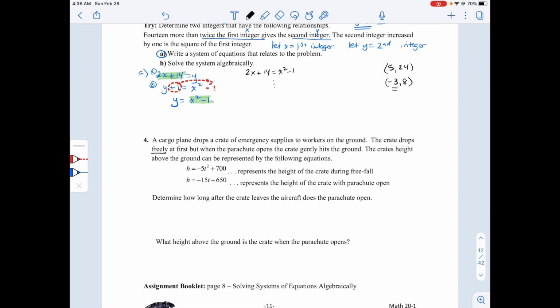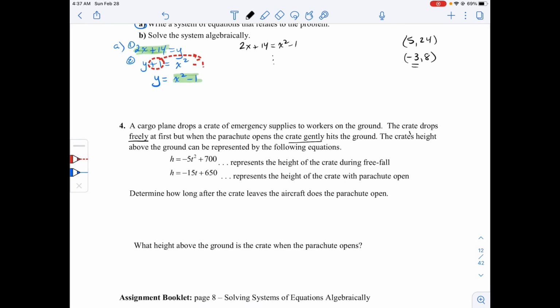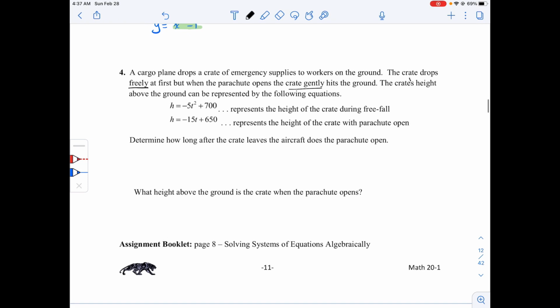The crate drops freely at first, of course, out of a plane, but when the parachute opens, the crate gently hits the ground. The crate's height above the ground can be represented by the following equations. h of t equals negative 5t squared plus 700 represents the height of the crate during the free fall, and negative 15t plus 650 represents the height of the crate with the parachute open.